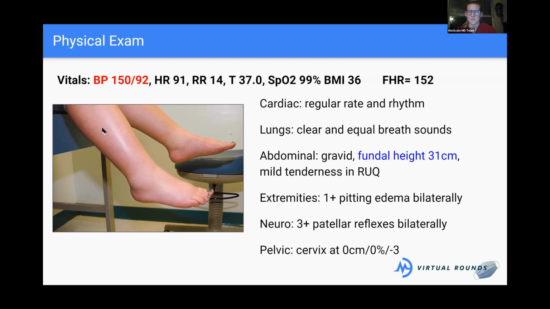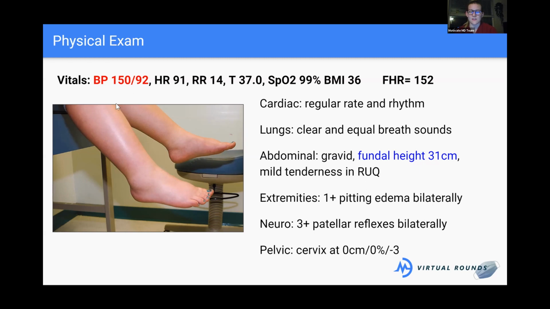She's 35 weeks pregnant. And she also has a fundal height of 31 centimeters. And I'll go into what the implication of that measurement means on the next slide. But just keep that 31 in your head for a couple seconds. And then she also has mild tenderness in the right upper quadrant. In the extremities, she has this 1+ pitting edema bilaterally.